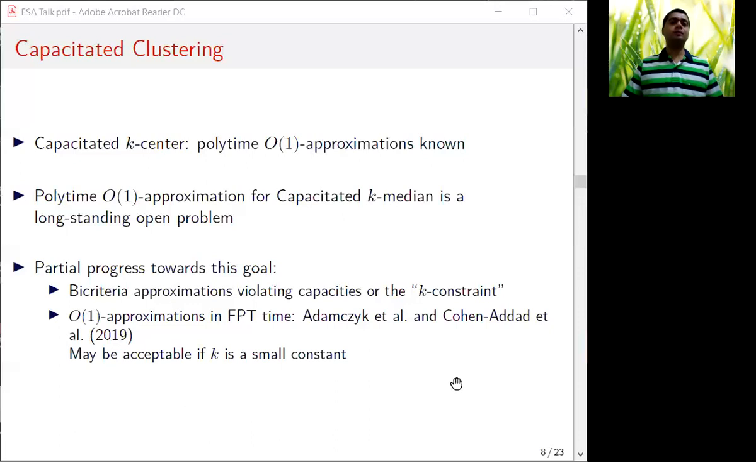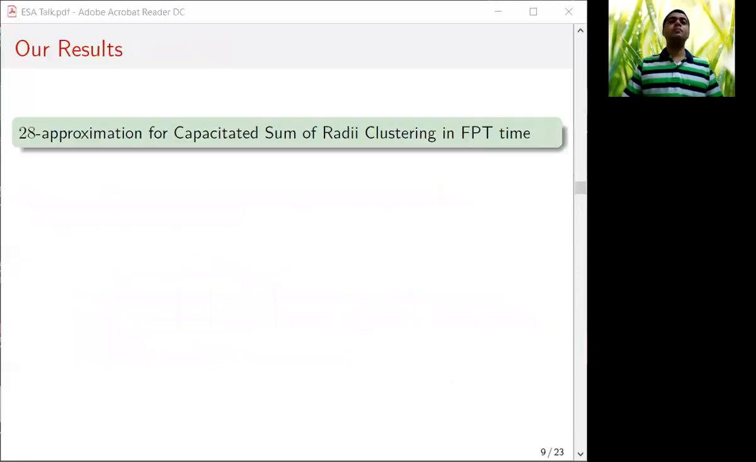And this is the approach that we take. So our main result is a 28-approximation for the capacitated sum of radii clustering using an FPT algorithm. And the parameter here, of course, is k, which is the number of clusters.